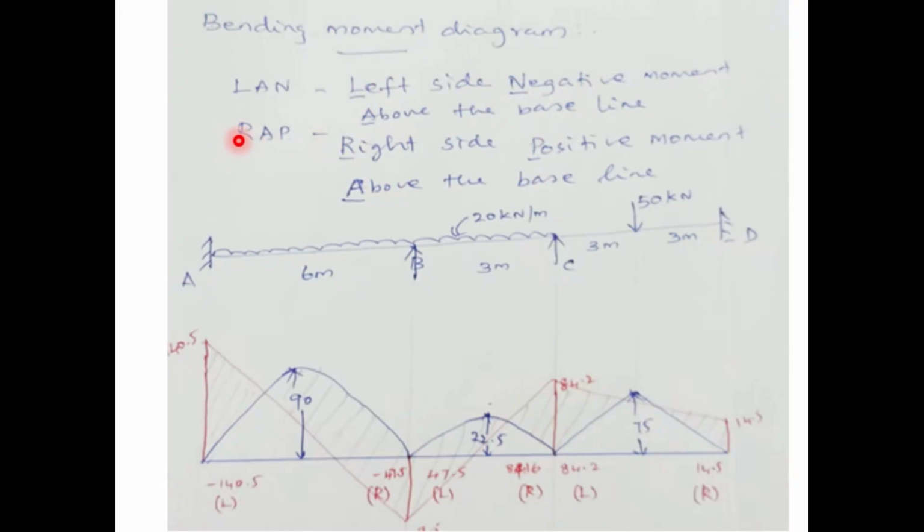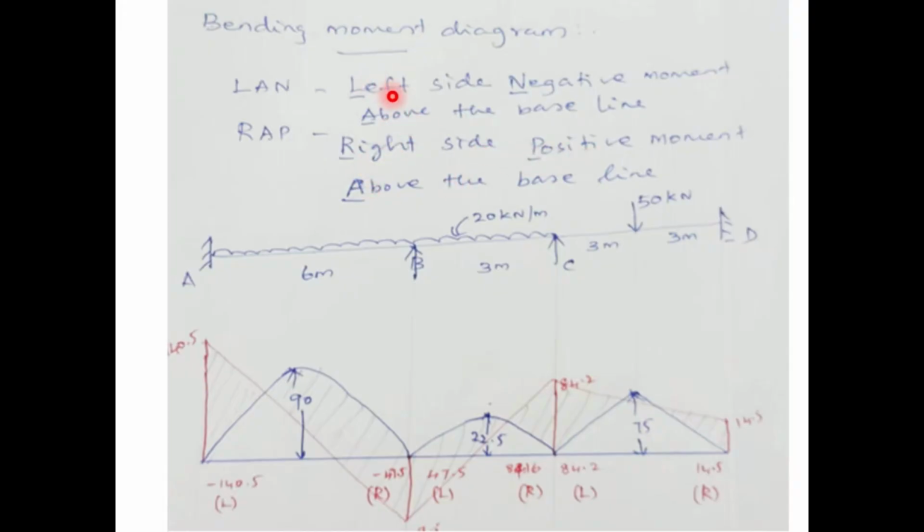Okay, wrap. R indicates right side, A above the baseline, P indicates positive moment. So if the right side has positive moment, we have to draw above the baseline. Left side negative moment means above the baseline. Right side positive means above the baseline.